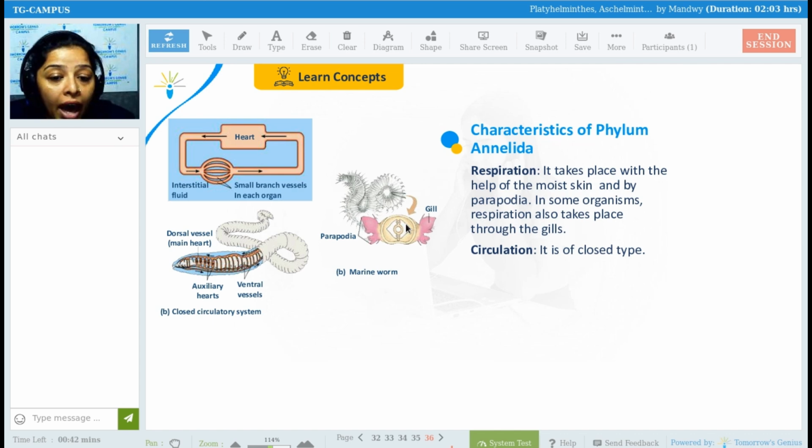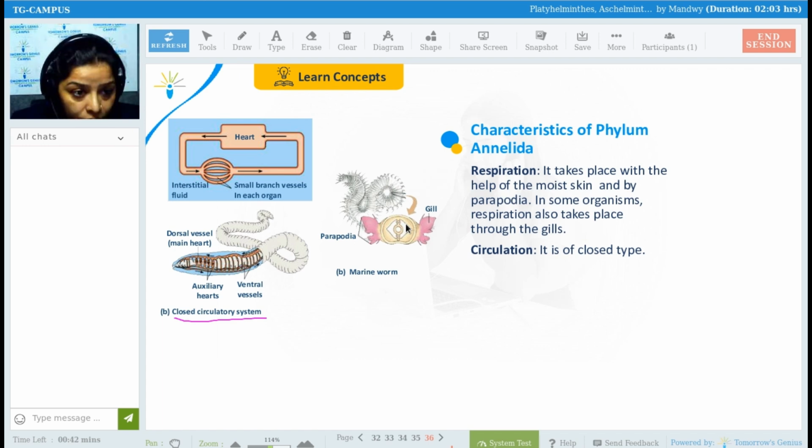Respiration. They have a respiratory system, and that is a closed respiratory system. What is the meaning of closed respiratory system? Closed type, open type? What is closed type? What is open type?